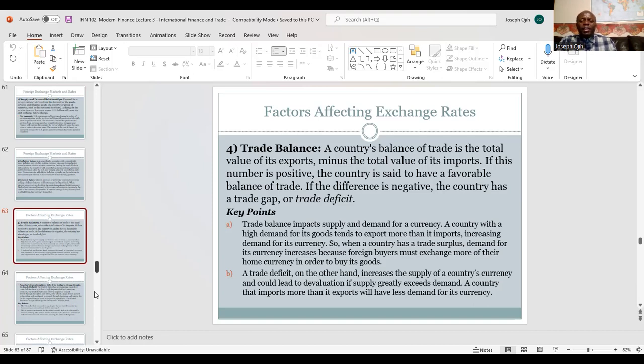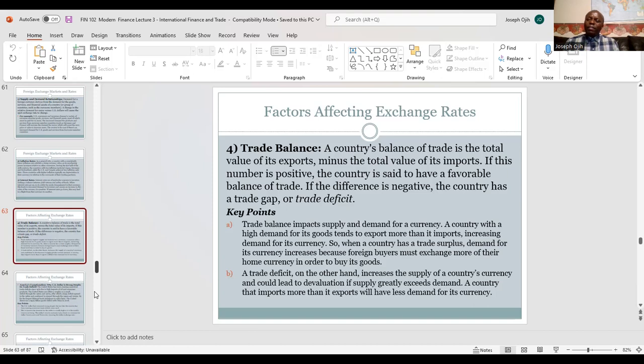The country with a high demand for its goods and services tends to export more than it imports. When it exports more than it imports, it increases the demand for its currency. So naturally, when a country has a trade surplus, meaning it is exporting more than it's importing, the demand for its currency will increase, causing that country to have a strong currency, which means the exchange rate will be higher.